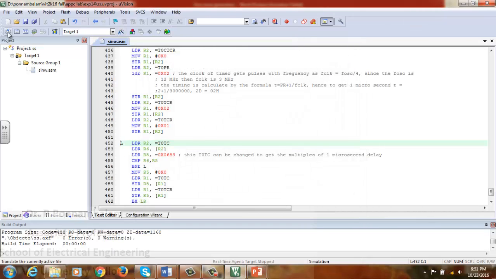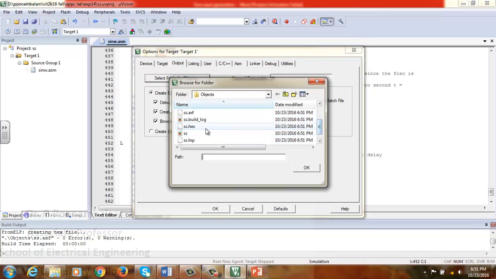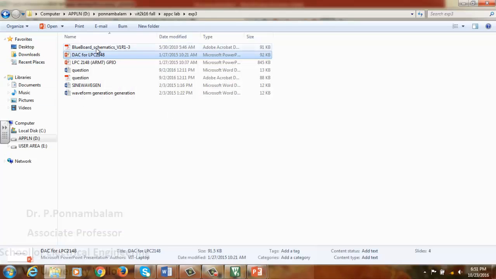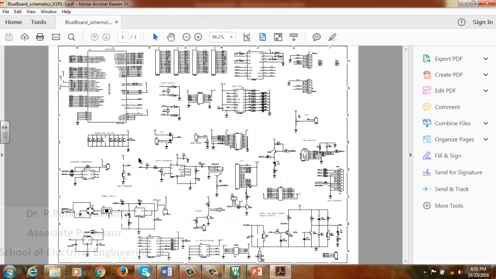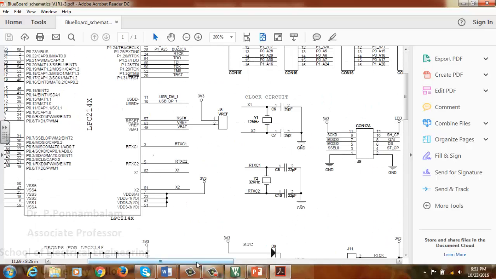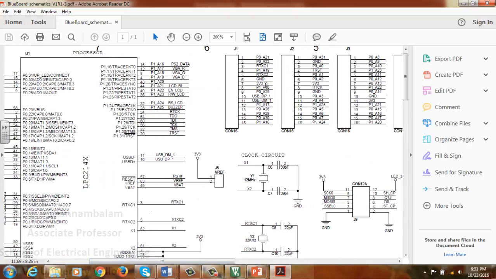So again you'll have to click translate, build and rebuild. In case you want to check, you can check that ss.hex is created. So this hex file you can dump into the board to get the sine wave. From the board we need to see where we have to obtain the output. P0.25 is the port pin that we are concerned with. So from here port pin P0.25, you can see P0_A25. P0_A25 is obtained in the J1 9th pin, between 9th and 6th you need to connect to get the output.